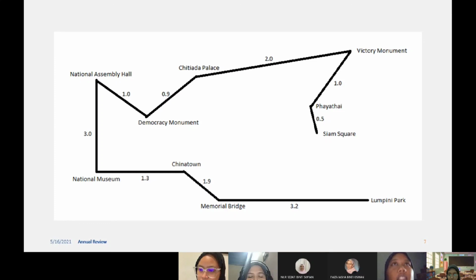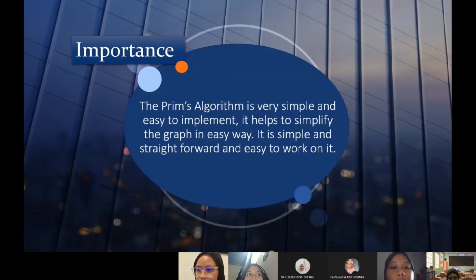This is a clearer view of the resulting minimum spanning tree that we get from the map using Prim's algorithm. The importance of Prim's algorithm is that it is very simple and easy to implement. It helps to simplify the graph in an easy way. It is simple, straightforward, and easy to work with. That's all. Thank you.